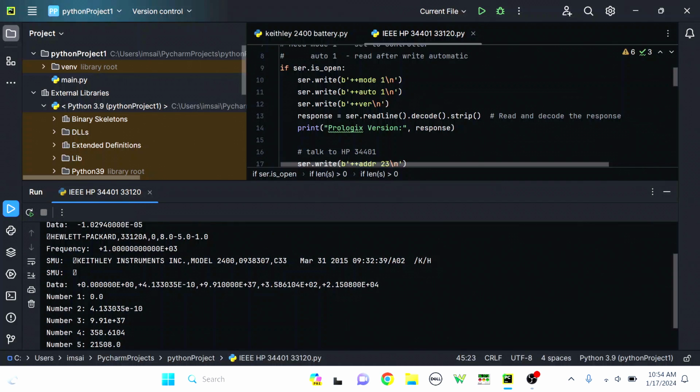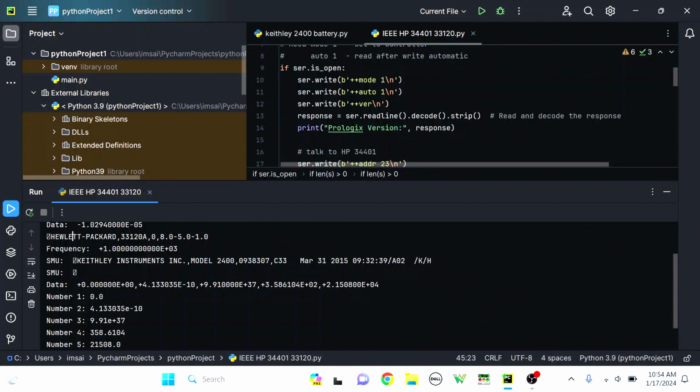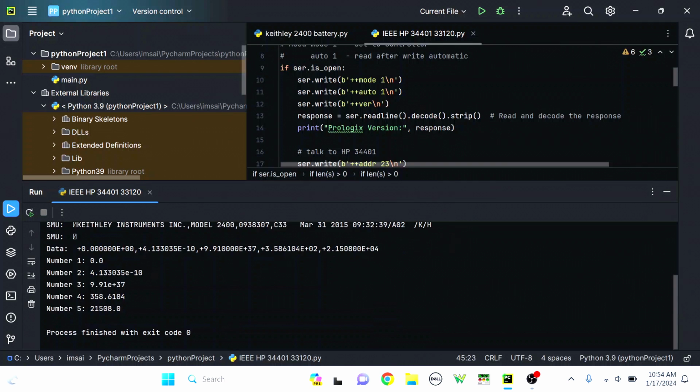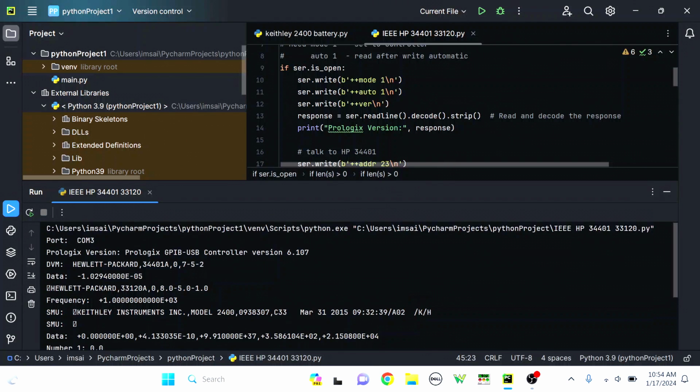If you notice down here in the window, there are some extra characters at the front of the string. The Hewlett-Packard has an extra character, a null character I think, and then the Keithley also gives a null character. So I think those are problems with the ProLogix box. You can strip them out if you know they're going to be there, and I have some code in here to strip things off sometimes. But it's just a pain in the butt. It just isn't seamless.